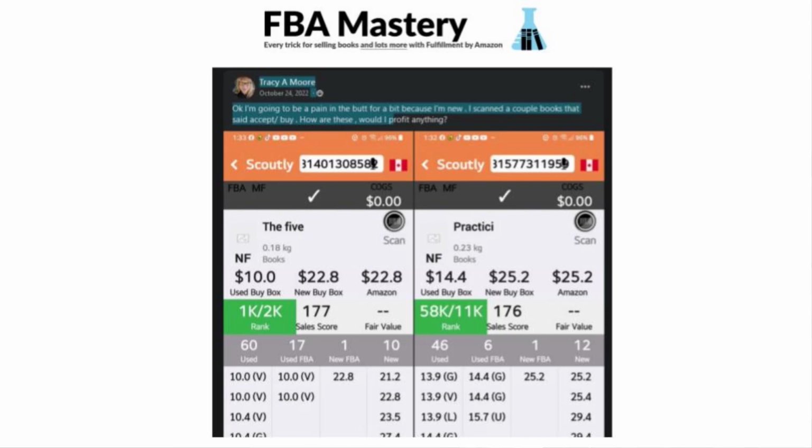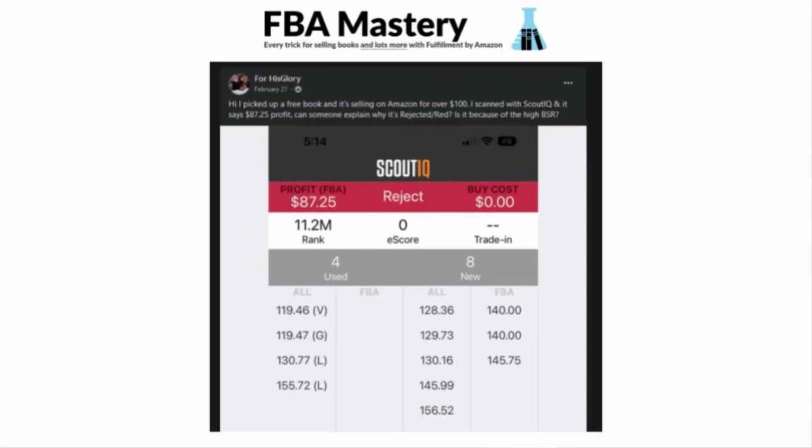And again, this seller's new, so we'll cut her some slack here, but look at this one. This person says, hi, I picked up a free book and it's selling on Amazon for over $100. I scanned with ScoutIQ and it says $87 profit. Can someone explain why it says reject? Is it because of the high bestseller rank? You guys, here's the thing about triggers. They only do what you tell them to do. They don't do anything else. So if a trigger says reject, it's because you told it to say that, or because you just left the triggers in their default setting, which is an even bigger problem, because it means you don't even have any buying criteria yourself and you're just completely outsourcing literally everything, your entire business, to an app, which is insane, right?